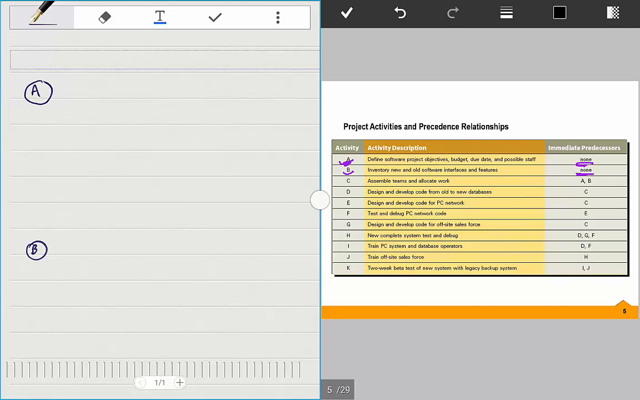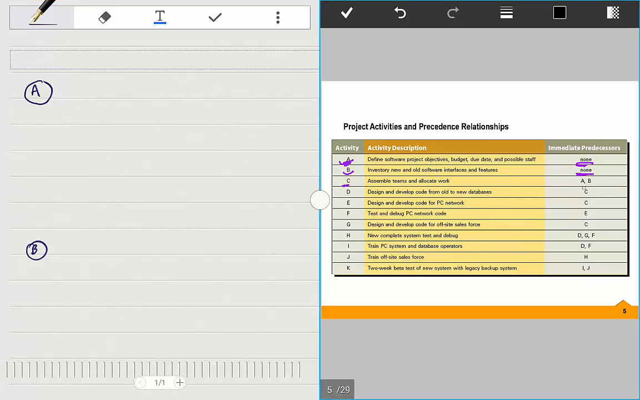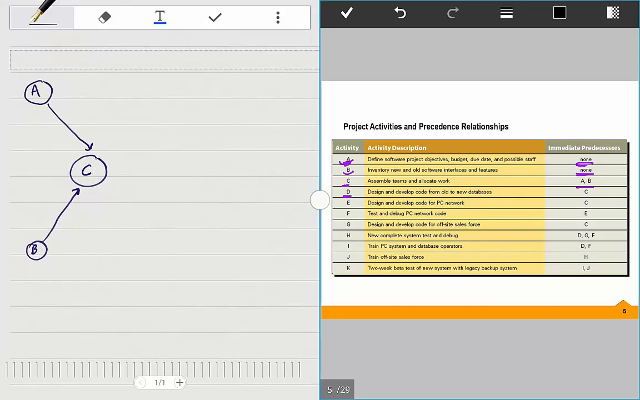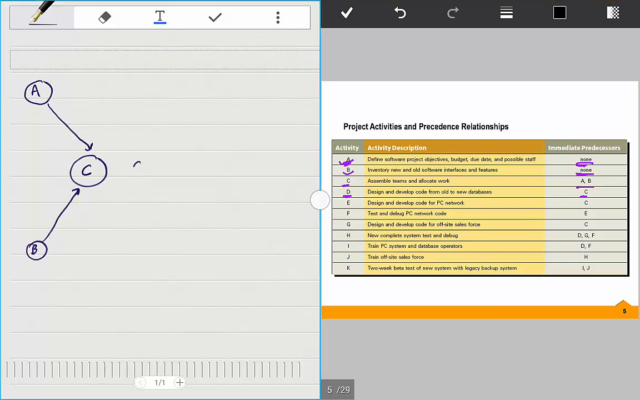Okay. Now let's go to C. To get started on C, we have to finish both A and B. So this is how we identify this. A and B have to be completed to get started on C. Okay, let's look at D. To get started on D, you have to finish C. That's the predecessor.